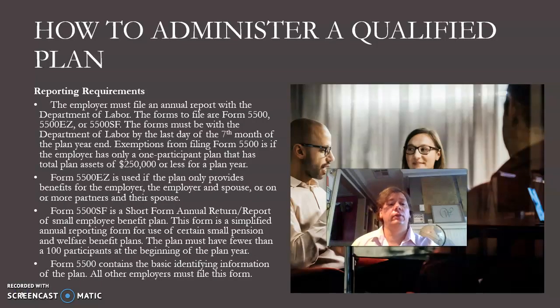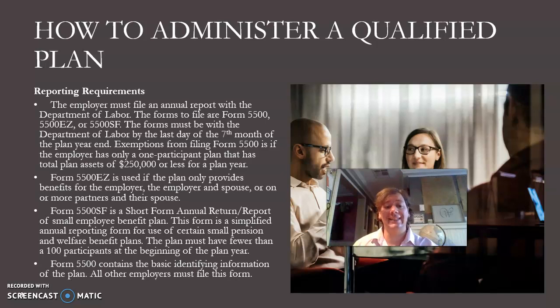Here we have reached the reporting requirements on how to administer a qualified plan. The employer must file an annual report with the Department of Labor. The forms to file are Form 5500, 5500 EZ, or 5500 SF. The forms must be filed with the Department of Labor by the last day of the 7th month after the plan year end. Exemption from filing Form 5500 applies if the employer has only a one participant plan that has total plan assets of $250,000 or less for a plan year.